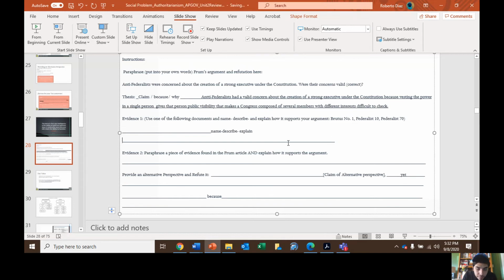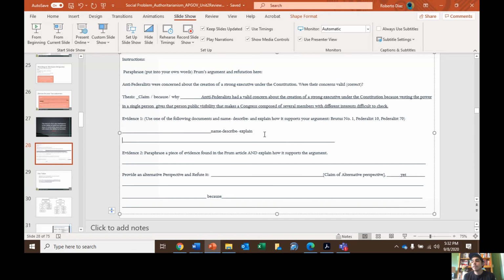Evidence number 2, you can paraphrase a piece of evidence found in the Frum article and explain how it supports the argument. So paraphrase any piece of evidence. It could be from one of the footnotes, it could be one of those quotes from Paul Ryan, etc., and then explain how it supports Frum's argument, and then provide an alternative perspective and refute it. So for those of you that are like, super, I hate Frum, well, this is your chance. Provide what your alternative perspective would be, your alternative interpretation, etc., of this prompt.